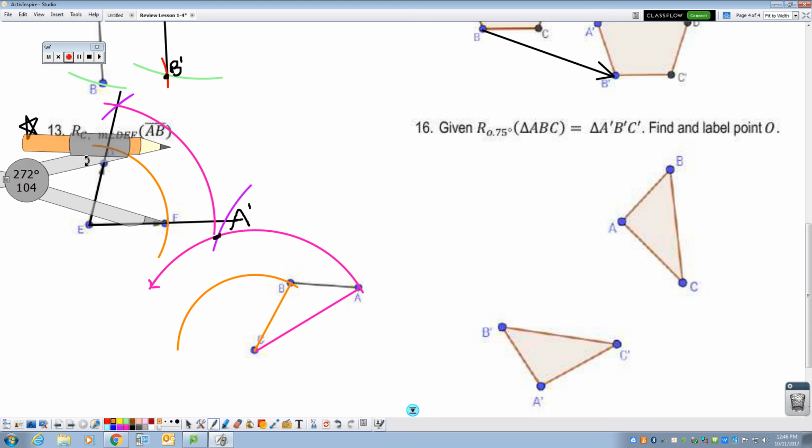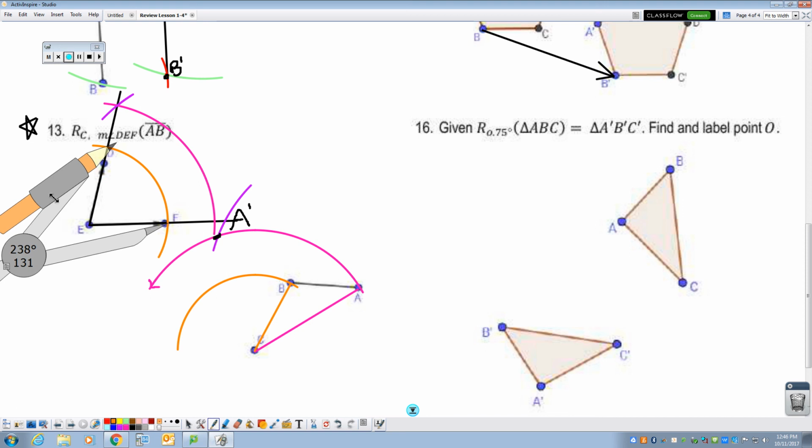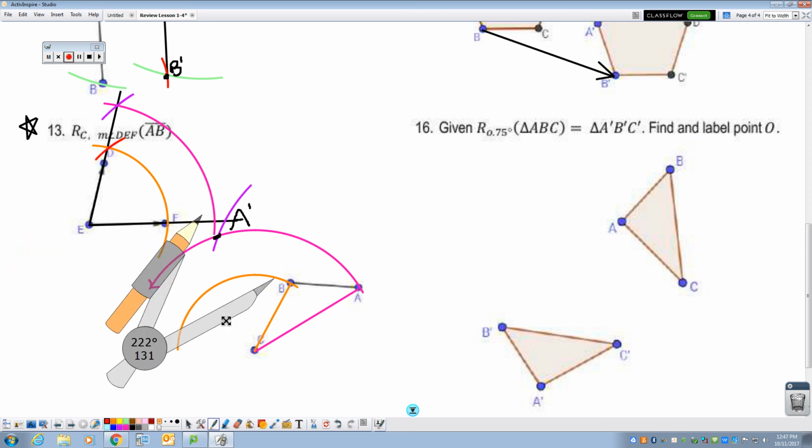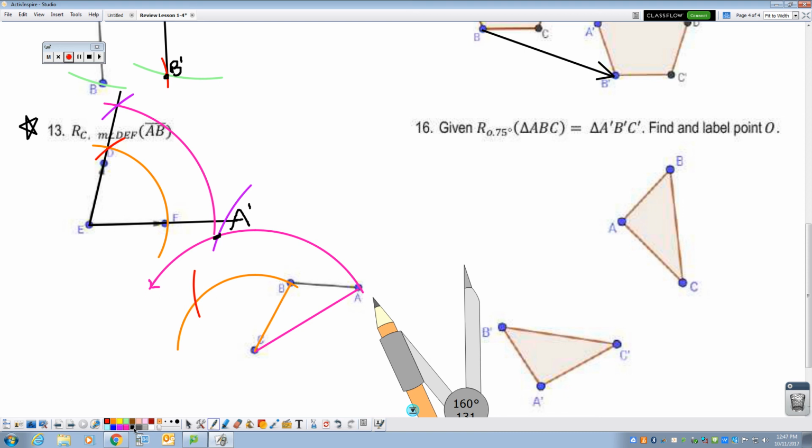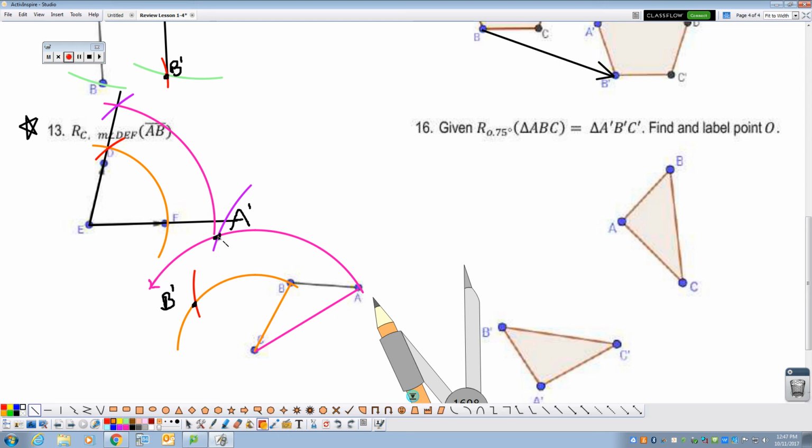Now we have to figure out how long it is on that path. So we're going to measure that length. And we're going to measure over here. This is how far it has to travel. And where they meet is B prime. And because it did ask us to rotate the segment AB, we need to connect them, and we get segment A prime B prime. And that's what it looks like after it rotates around point C.